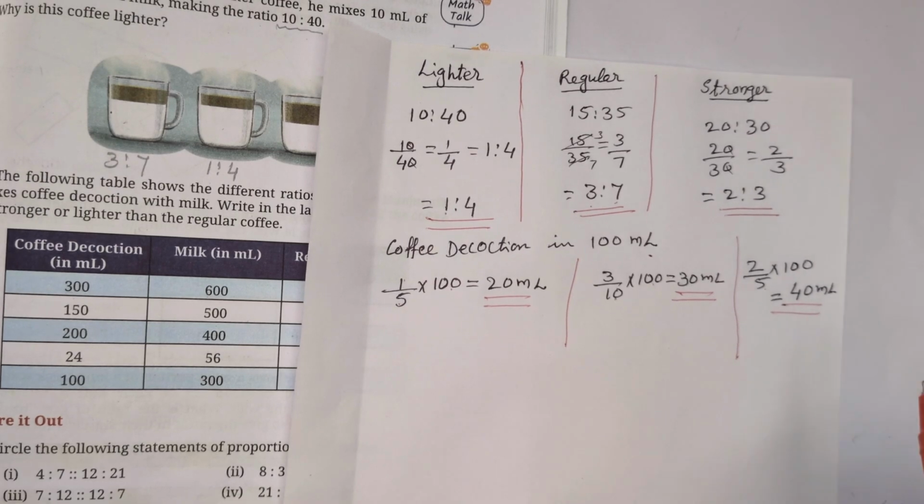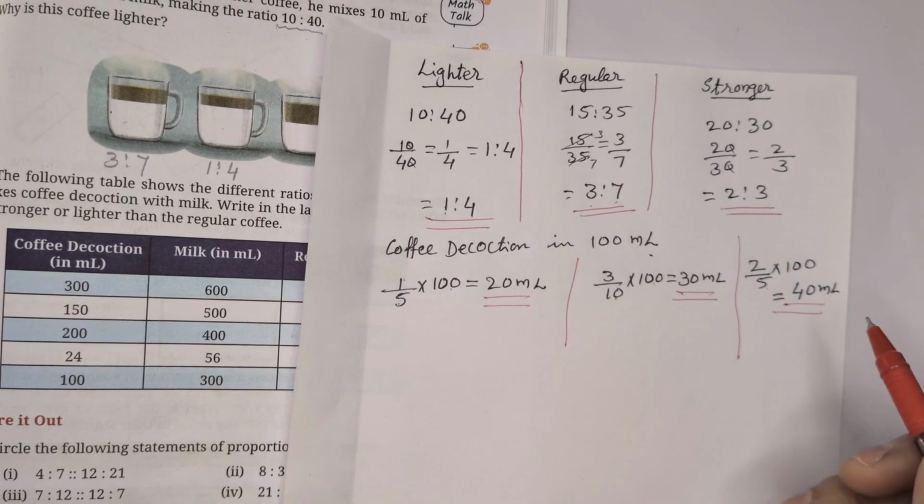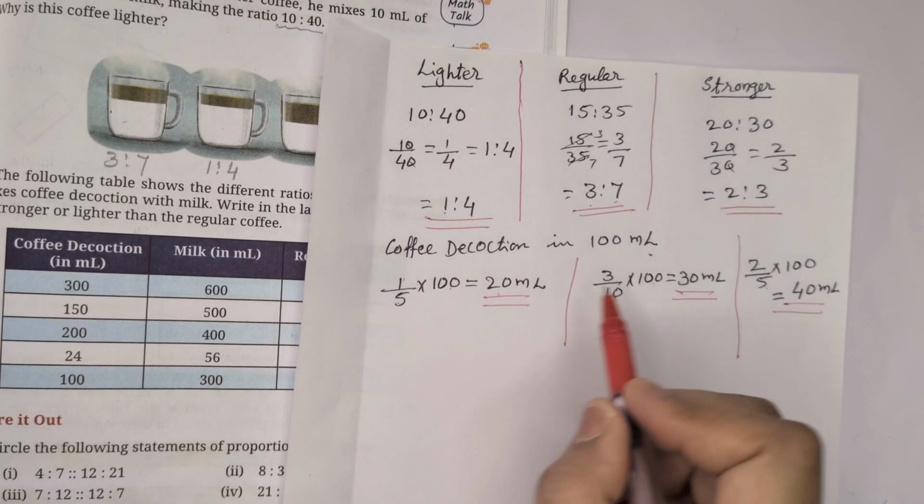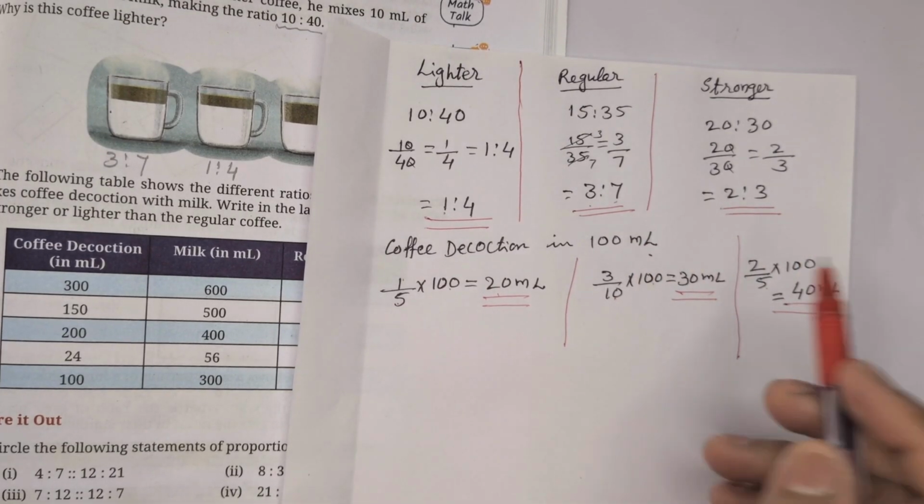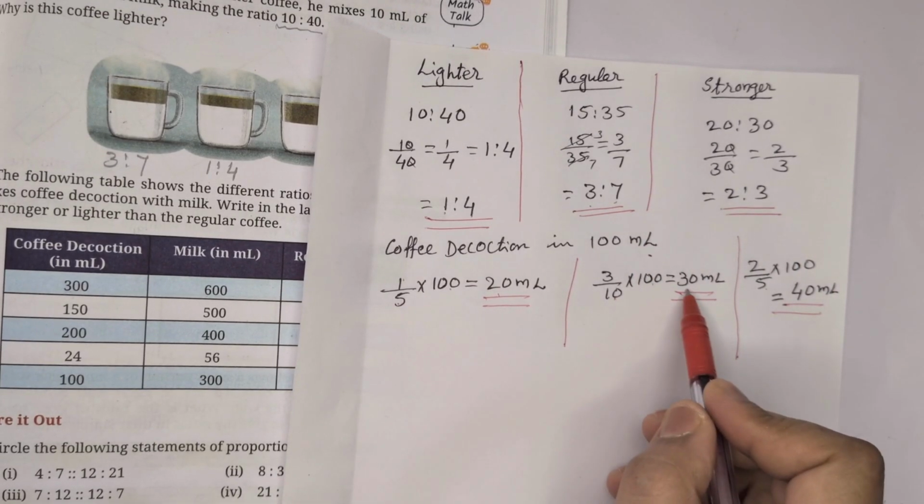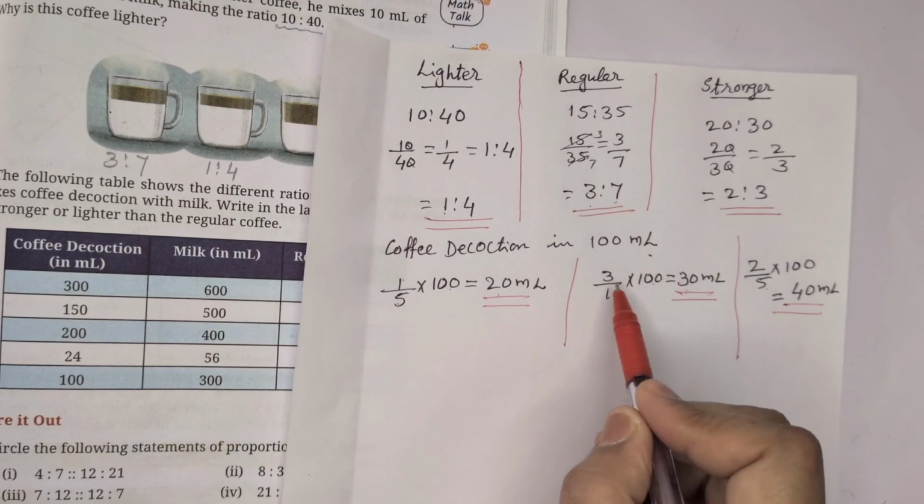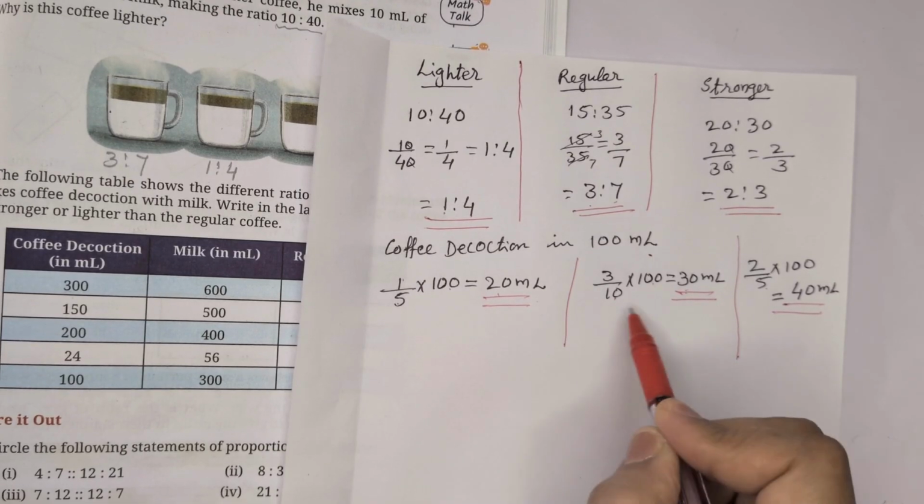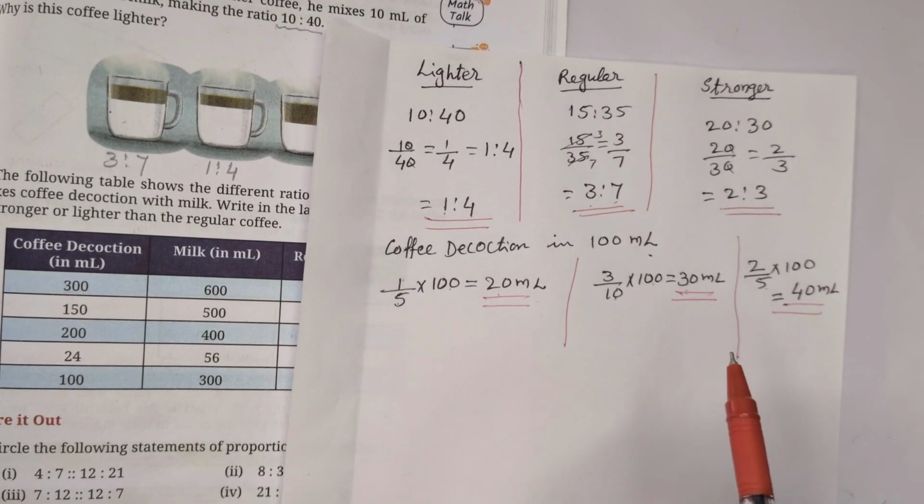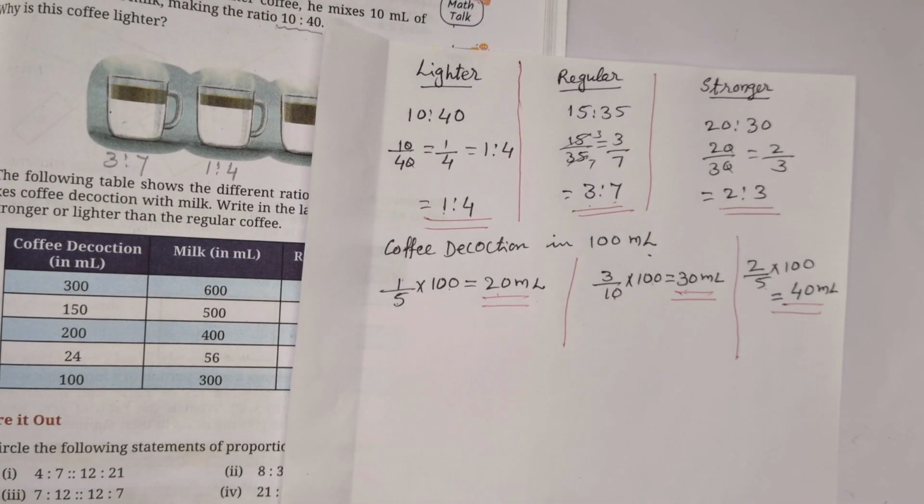So it will come 40 milliliter. Based on that, the coffee is becoming stronger, regular, or lighter. If it is 30, this is the regular one. If less than 30 ml coffee decoction is there, then that will be lighter. If more than 30, then that will be stronger. So each one we have to check.